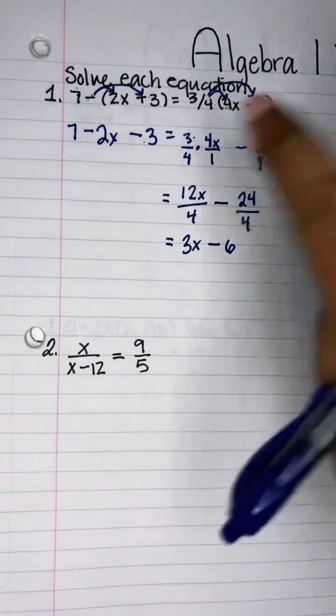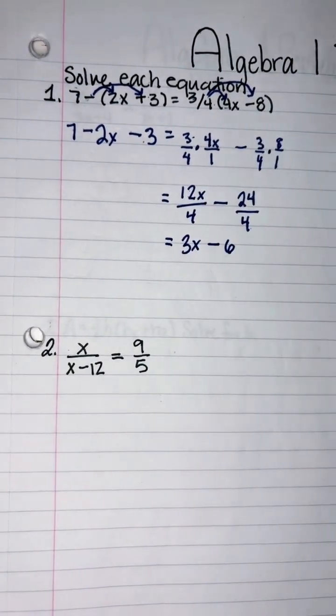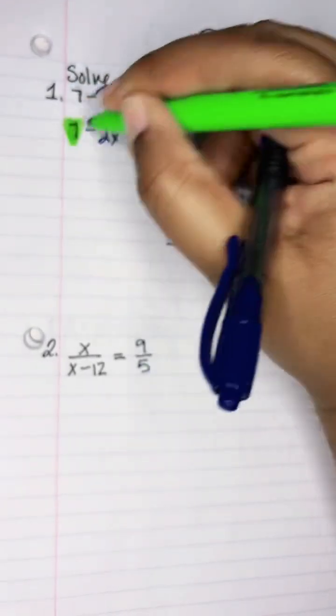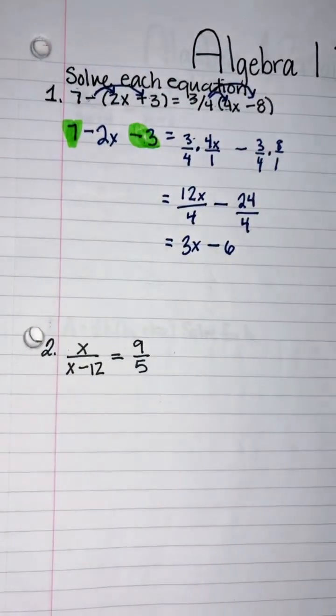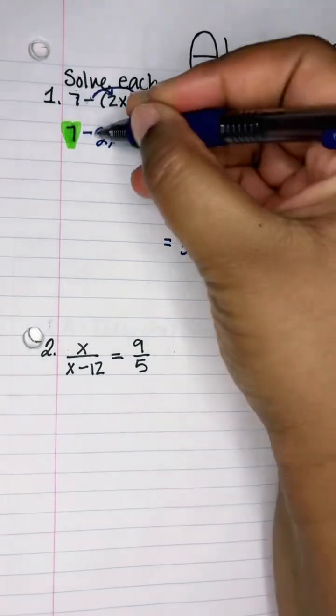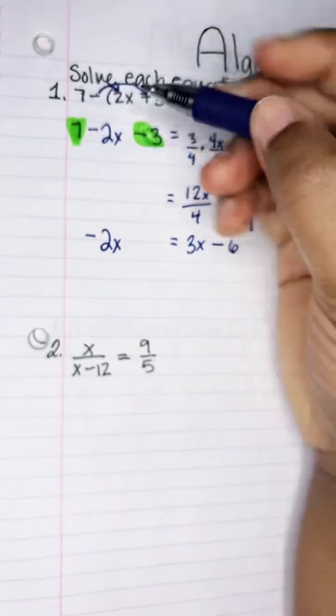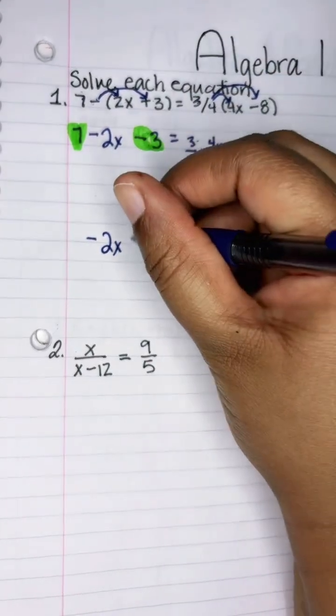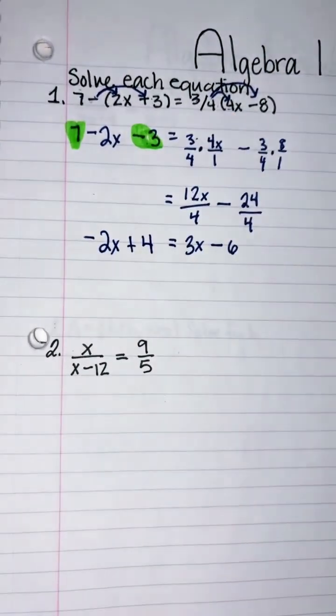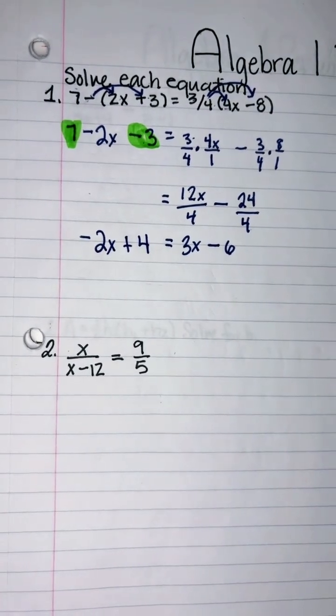Okay. Let's combine on this side our 7 and our negative 3. So we'll drop down this negative 2x. And then 7 minus 3 is plus 4. Okay. Does anybody know what we do next? What are we doing next?